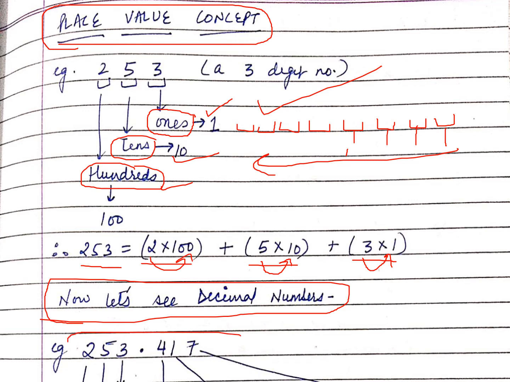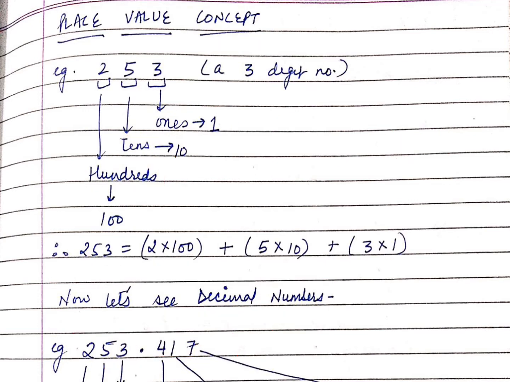Now let us see the decimal number and its place value system. This is an example for you. I have just extended the number. Earlier we had 253 only. Now we have 253.417. What do you think? What is the place value of these digits now? We know the place value of numbers to the left of the decimal. But what about the numbers to the right of the decimal? How to understand their place value? This is a question. Let's see in the next slide. It is a very important topic.